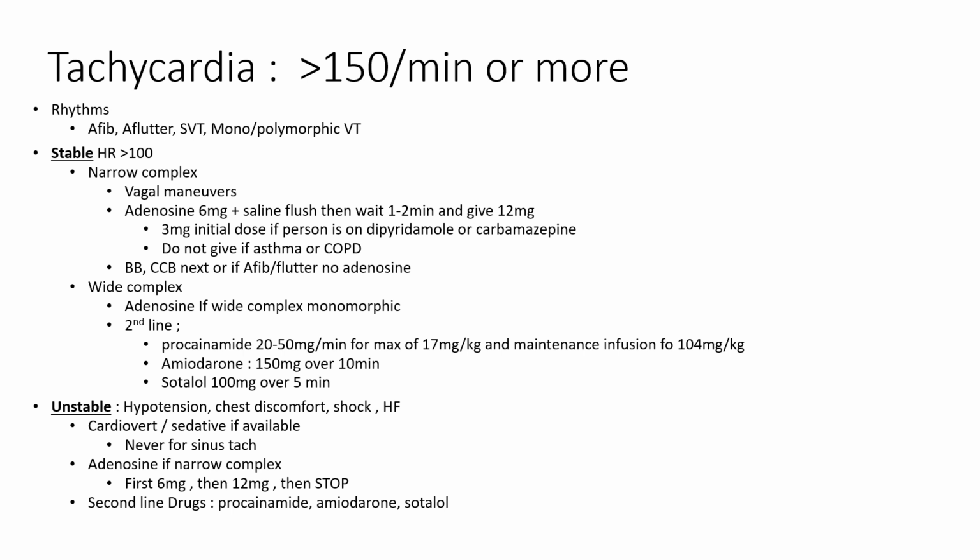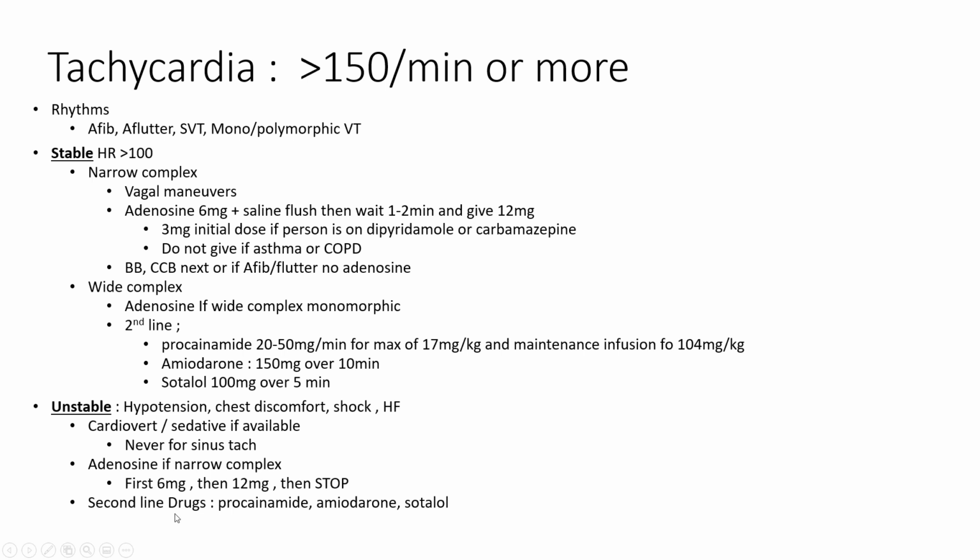They have chest discomfort, tachycardia. You want to cardiovert. And before cardioverting, just like pacing, you want to give them something. So sedate if available. You never cardiovert sinus tach, okay? And even if it's unstable. And adenosine is used if it's narrow complex. So if you're unstable and you have a narrow complex tachycardia, you give adenosine 6 then 12, then stop.